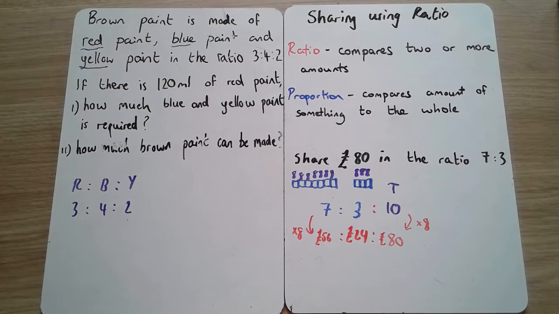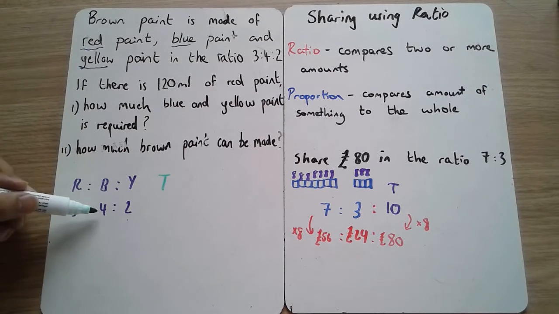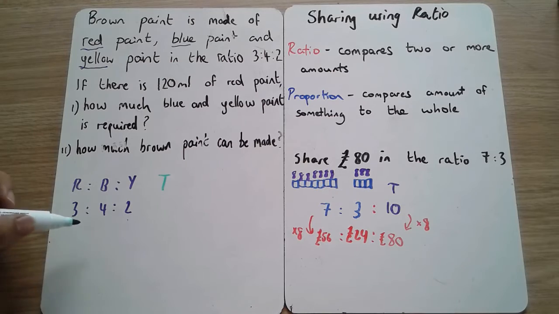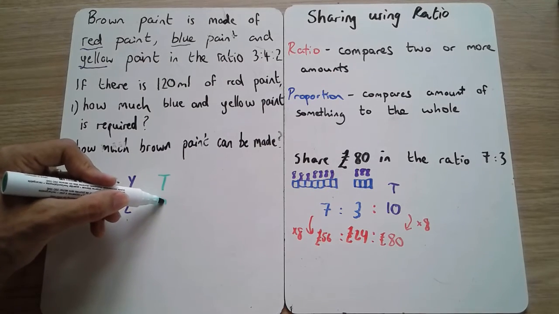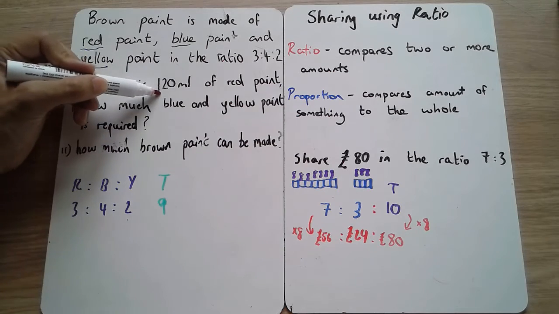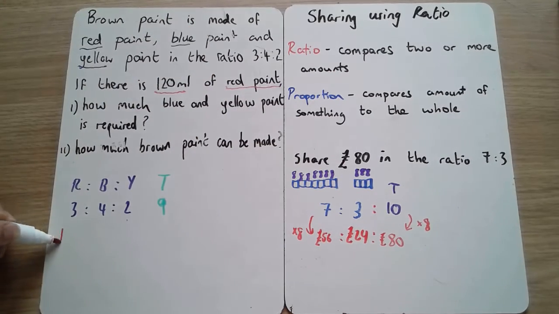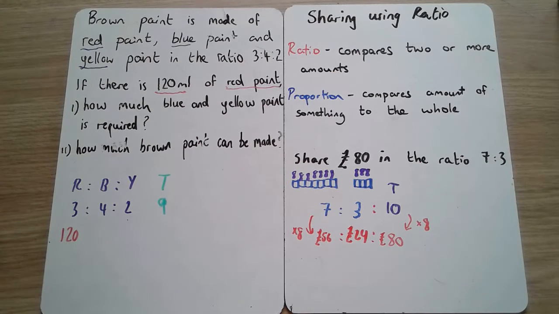Once again, you have a column for total. We've got 3 parts that are red, 4 parts that are blue, 2 parts that are yellow. That makes a total of 9 portions. The next line tells us there is 120 ml of red paint. Because that is 120 ml of red paint, it goes under the red section, just like that. And it then asks how much blue paint and how much yellow paint is required.